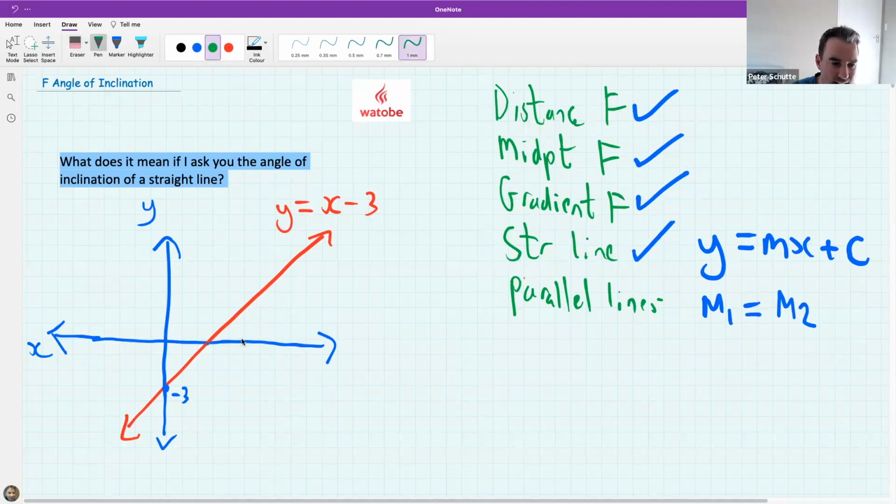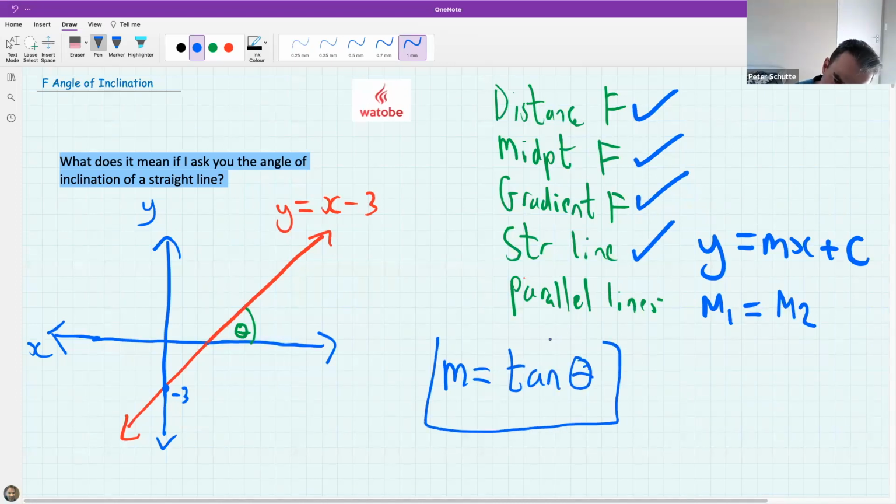Now, the angle of inclination is this angle here. That is the angle of inclination of a straight line. What we're going to learn today is, if we've got the gradient, how do we find the angle of inclination? There's one simple formula that we need to know, and that is that m equals tan theta, where theta is the angle of inclination and m is the gradient.